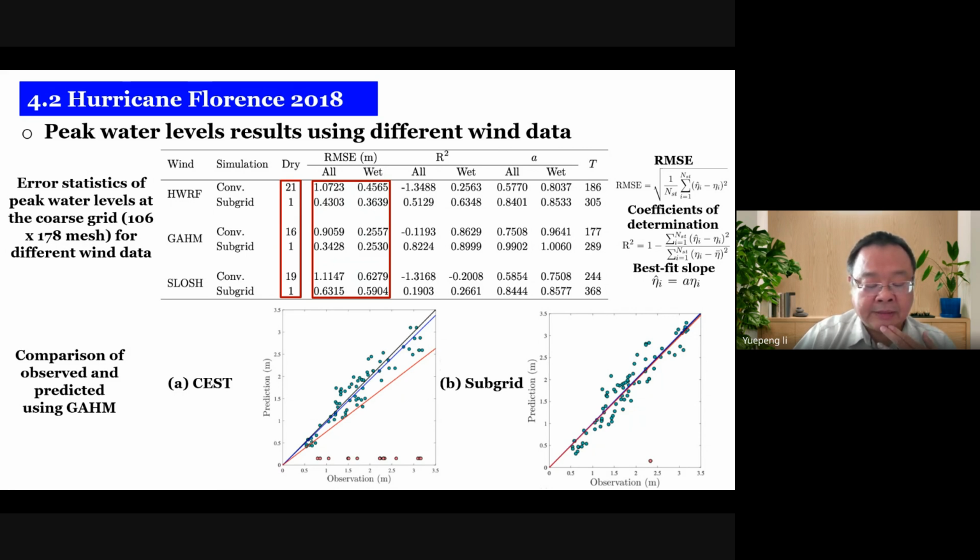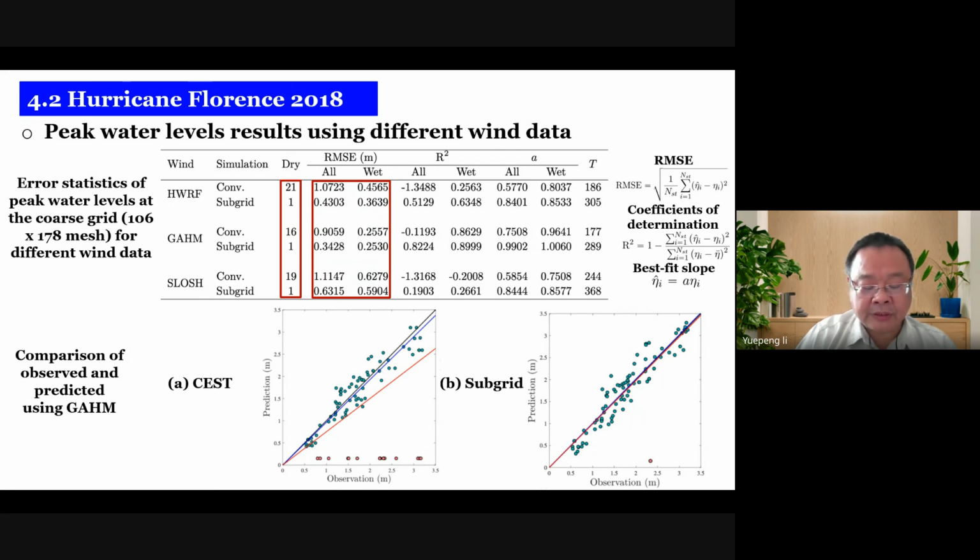Hydraulic connectivity and the representation of the coastal geometry was improved significantly in the subgrid, in which only 1 observed location was not wetting during the storm surge simulation in the black box shown. But for the original grid, it leaves 21, 16, and 19 stations dry for different wind-driven forcing. So subgrid SEST outperforms SEST across almost every statistical analysis.